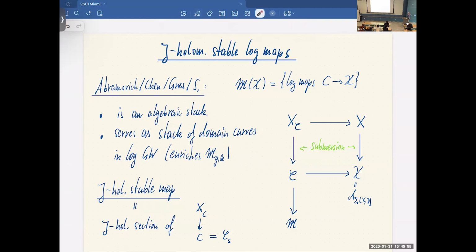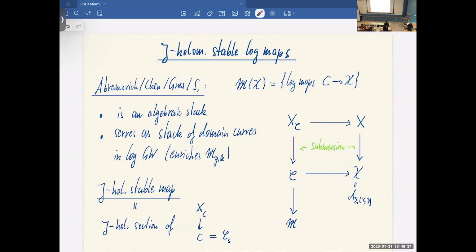And in previous work with Dan Abramovich, Qile Chen, and Mark Gross, we showed that the space of log maps from C to this curly X, slightly uncomfortable to think about, is mapped to the Artin stack. But if you unravel it in terms of line bundles, it becomes something extremely trivial. It's essentially a domain with a nodal curve, with its natural system of line bundles that come from the nodes and the marked points. It's called the basic log structure.